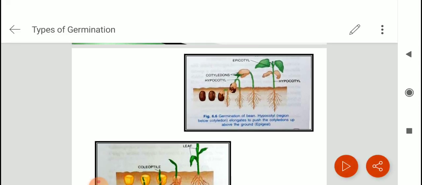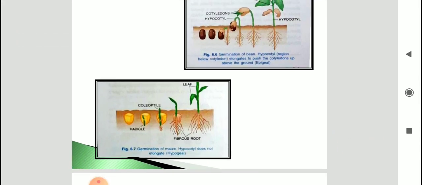See children, in case of epigeal germination, the hypocotyle elongates, and in case of hypogeal germination, the epicotyle elongates. In case of epigeal germination, the first diagram, cotyledons come above the soil, they are lifted above the ground, and in case of hypogeal germination, the cotyledons remain below the soil, or they just come to the surface of the soil, they are never lifted above the ground. So these are the two basic differences, right?